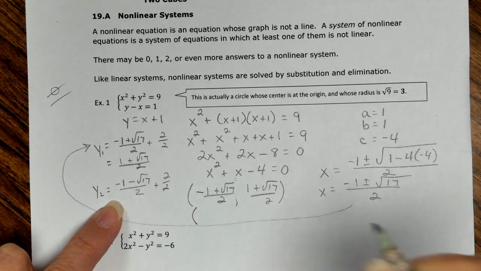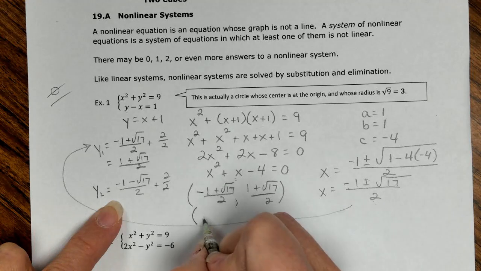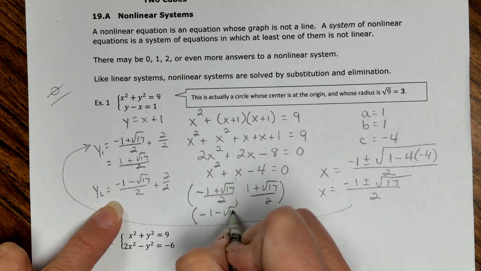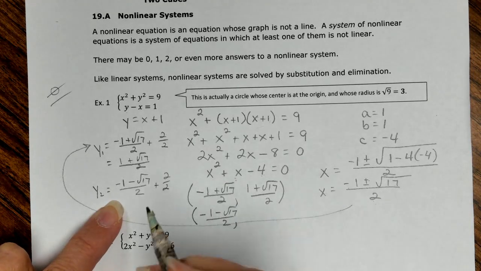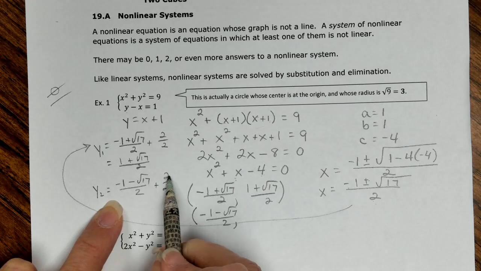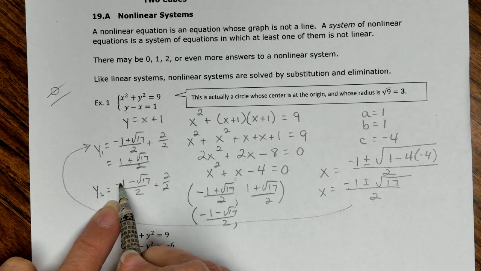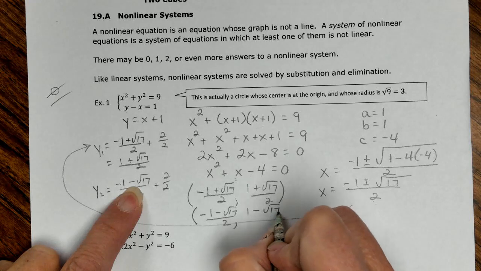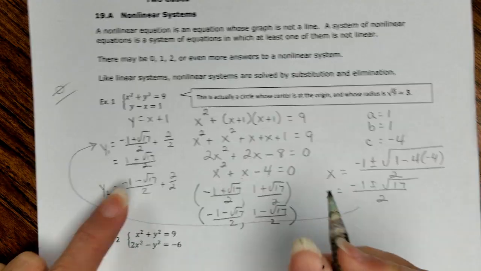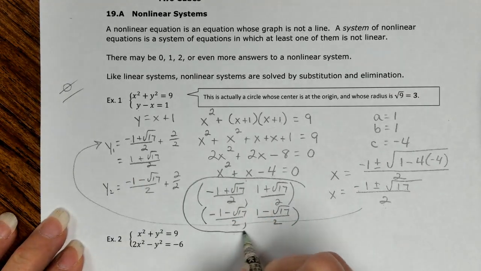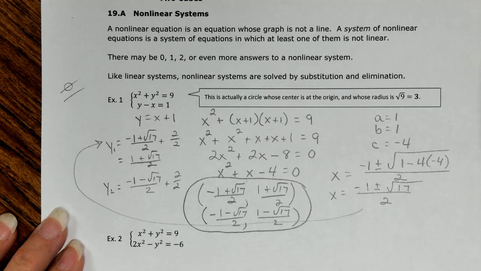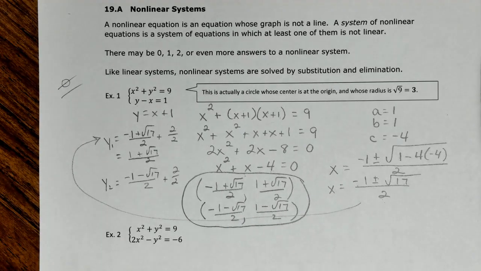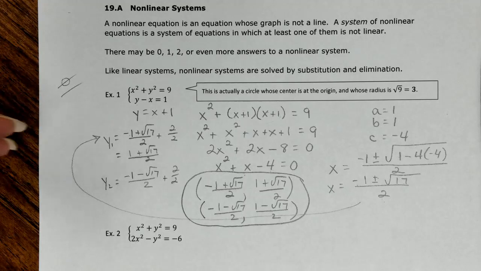So my second point, my x is -1 minus root 17 all over 2, and then what I'm getting here is 2 minus 1 is 1 again, but then it's minus. So 1 minus root 17 all over 2. Those are the 2 points at which the graphs of these two things, the circle and the line, would intersect. The line would go through the circle.